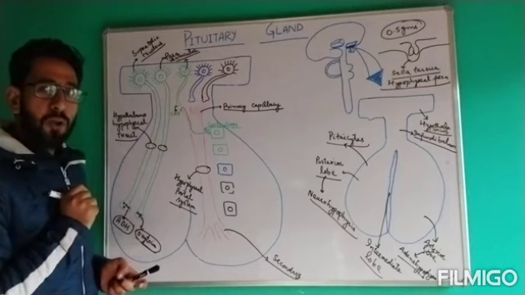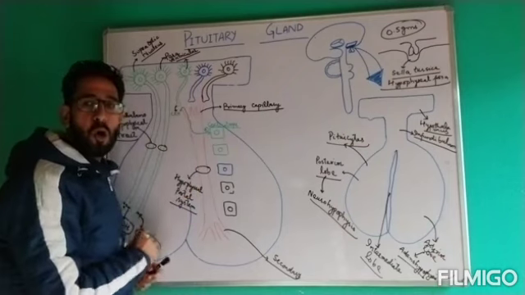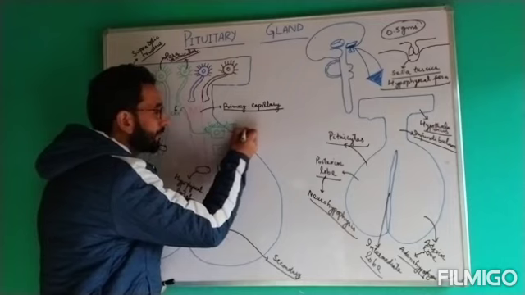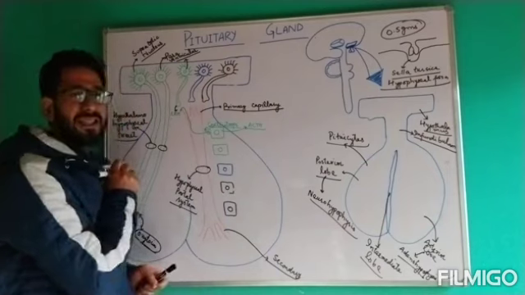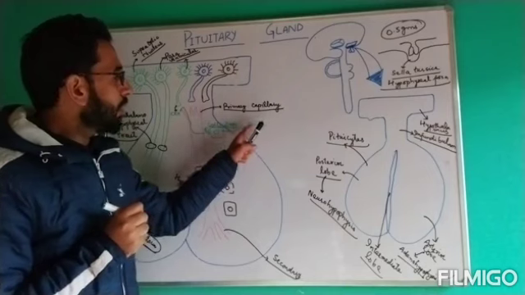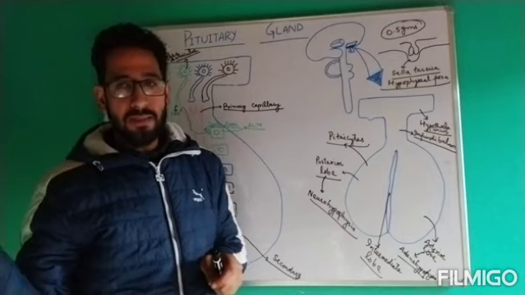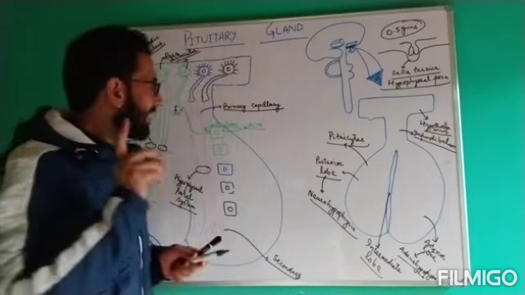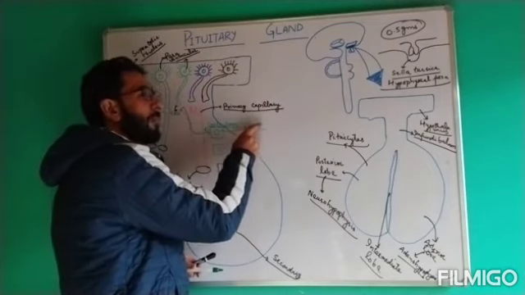Once this corticotropin releasing hormone stimulates this corticotrope, it releases two hormones actually. One is called ACTH. ACTH is the adrenocorticotropic hormone. Adrenocorticotropic hormone will go and act on the adrenal cortex. The adrenal cortex is a different gland which is present in our body. Then that adrenal cortex will be stimulated by adrenocorticotropic hormone.